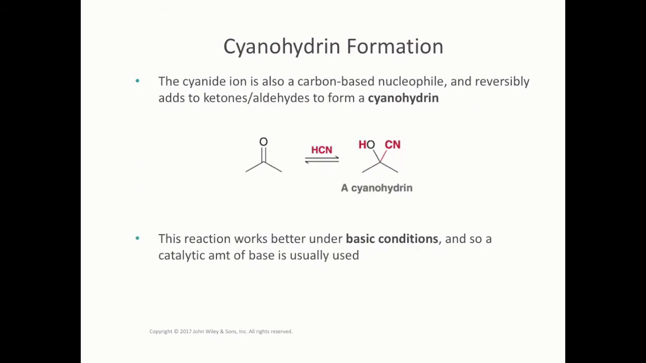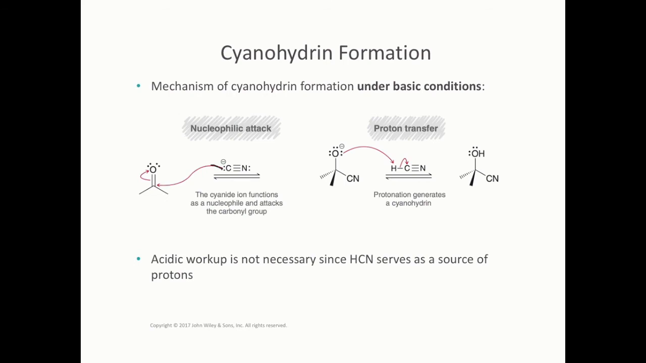In cyanohydrin formation, cyanide is the nucleophile. So cyanide looks like this with a negative charge on the carbon. And typically we use HCN in combination with potassium cyanide. So in this, the cyanide's the good nucleophile. It attacks the carbonyl carbon, breaking the pi bond, and then the HCN that's also present in the reaction protonates the O- and regenerates the cyanide.